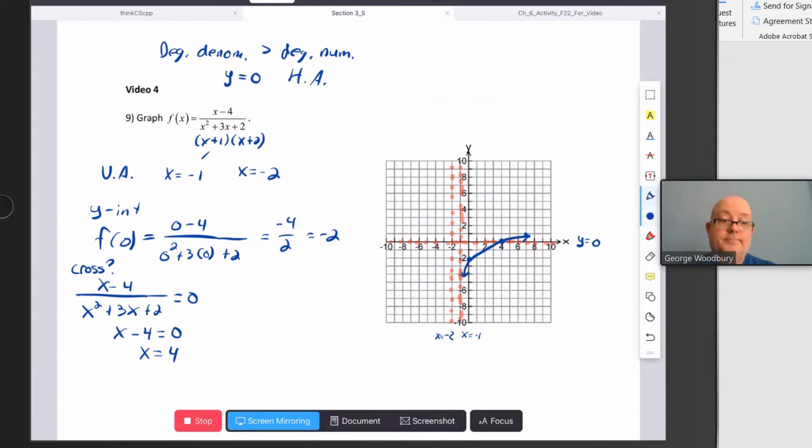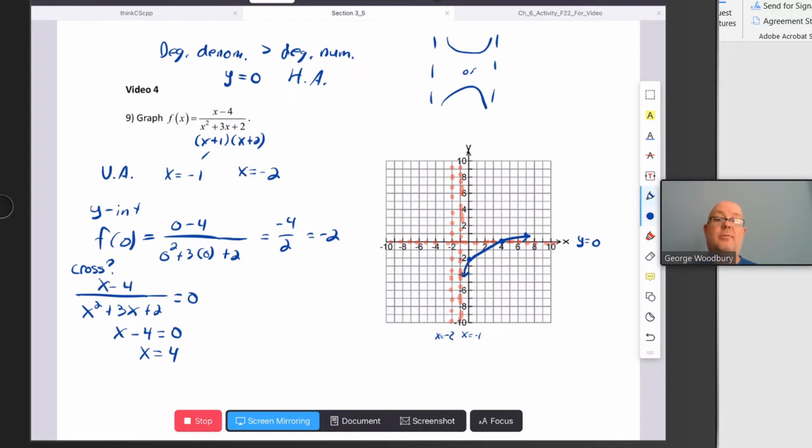So the rightmost interval is going to look like that. Now we've got to figure out what happens between negative 1 and negative 2. And what I do know is that the graph has to approach those two asymptotes. And so if these are the asymptotes, it could go like this in theory. It could go like this in theory. But because it doesn't cross the x-axis anymore, it either has to look like this or it has to look like this.